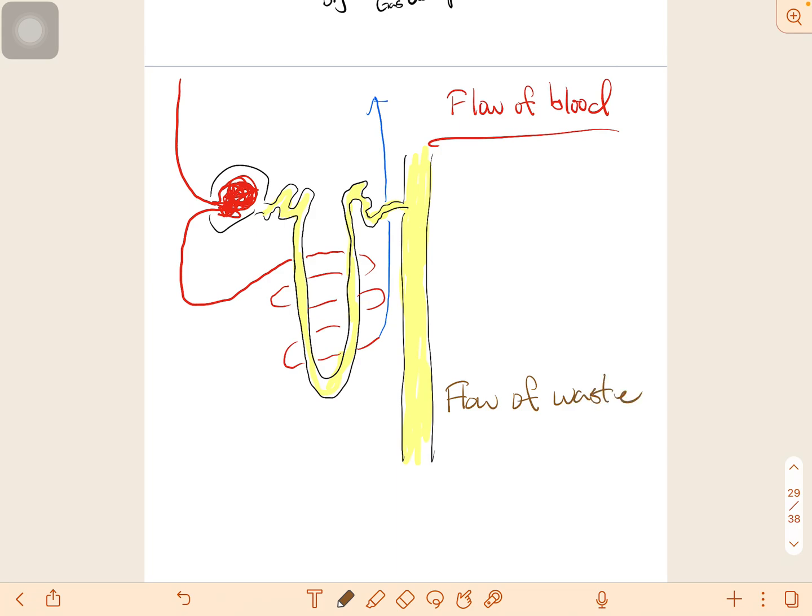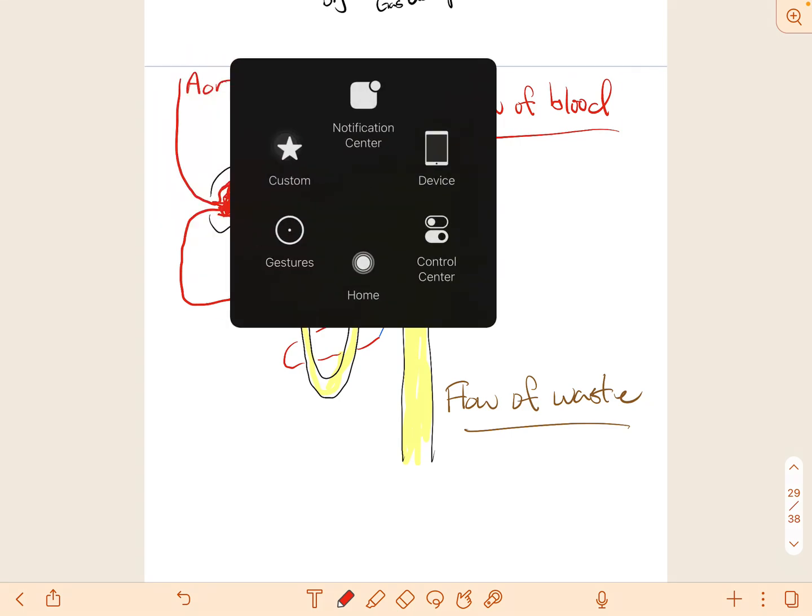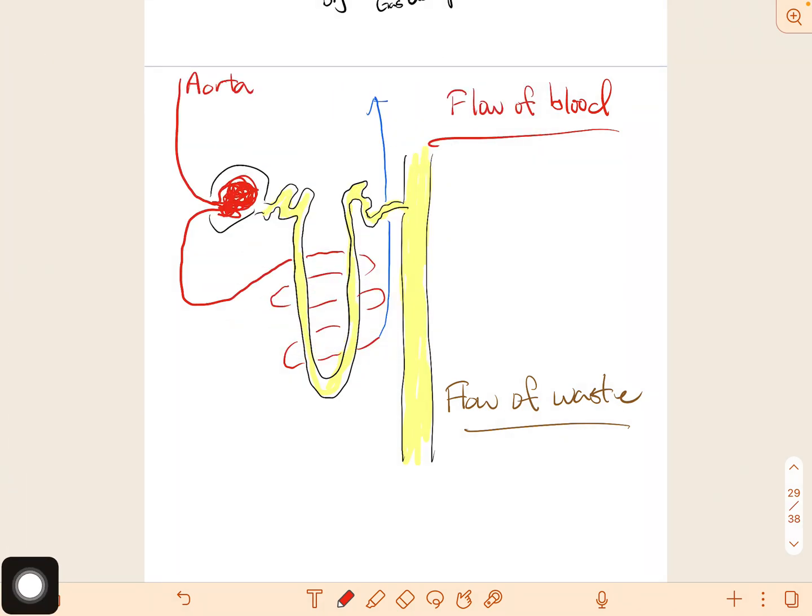Okay, now there's going to be some places that are similar. So where we start off is very, very similar. So I'm going to keep it in red because this is the flow of blood. And we start off here at the aorta. And then it comes into the renal vein, of course. The renal vein feeds into the kidney. Let me just put that vein here. Renal vein.